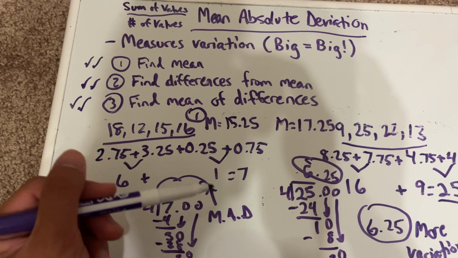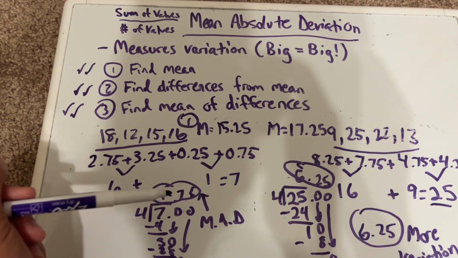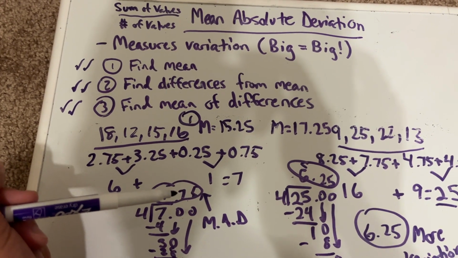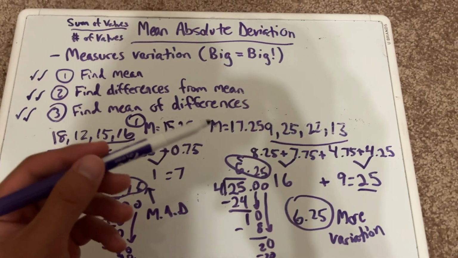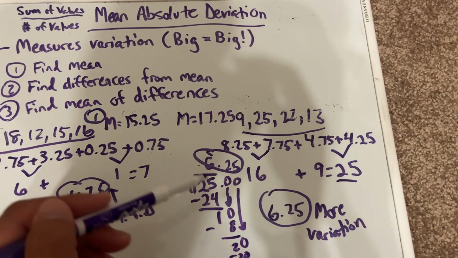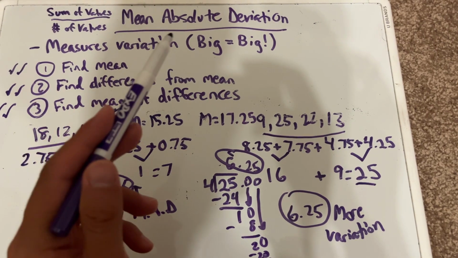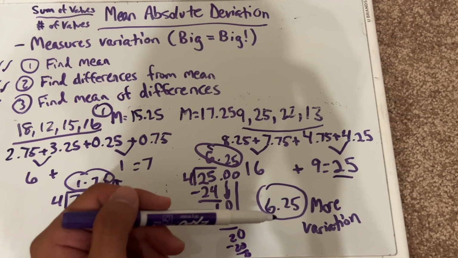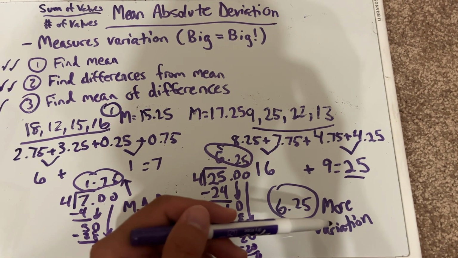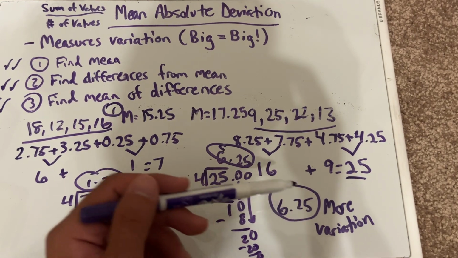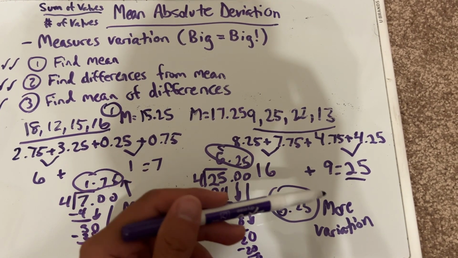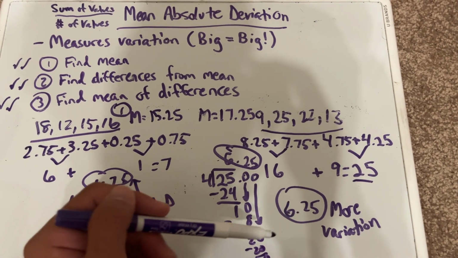Very small variation, because look how small that is, 1.75. That's pretty small, because if I compare it to this data set over here, where my mean absolute deviation is 6.25, this side would have more variation because of the larger mean absolute deviation.